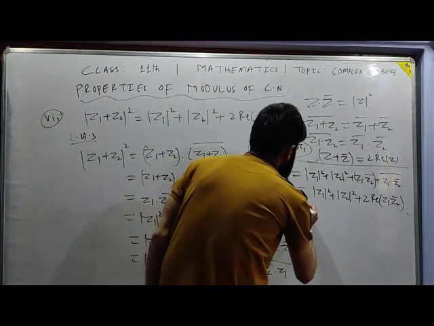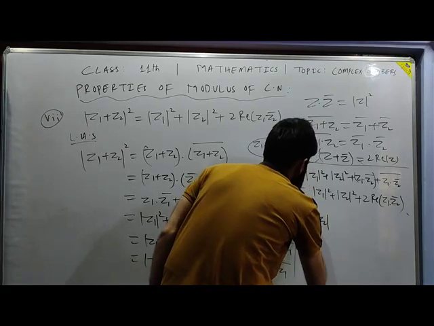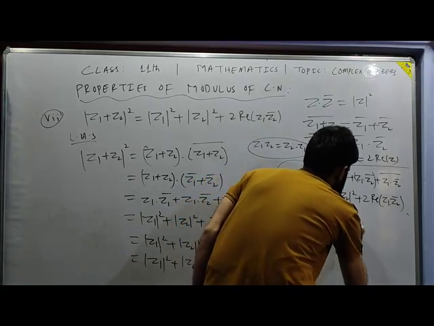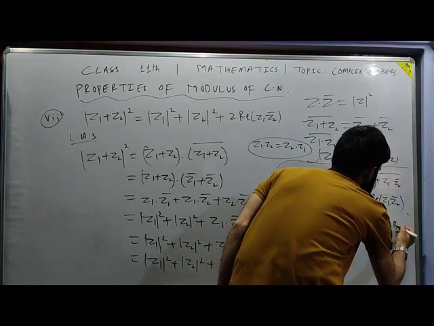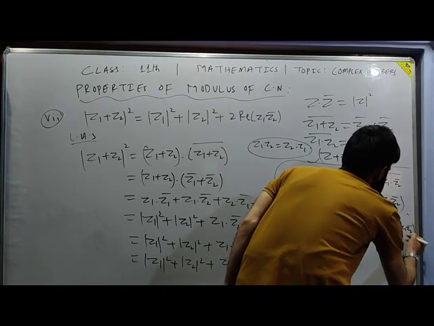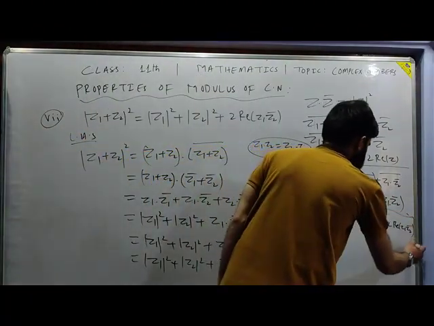So you can write now from this: modulus of Z1 plus Z2 whole square is equal to modulus of Z1 square plus modulus of Z2 square plus twice the real part of Z1 Z2 conjugate. So this is your seventh property.